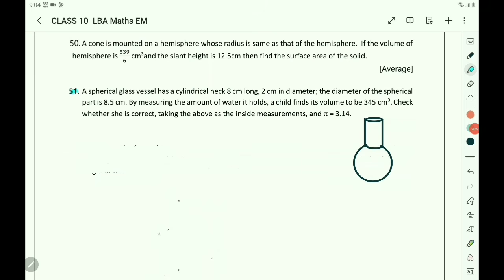Question number 51. A spherical glass vessel has a cylindrical neck 8 cm long, 2 cm in diameter. The diameter of the spherical part is 8.5 cm. By measuring the amount of water it holds, a child finds its volume to be 345 cm cube. Check whether she is correct, taking the above as the inside measurements and pi equals 3.14.